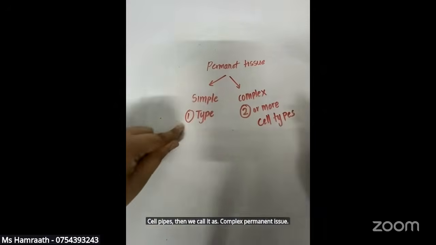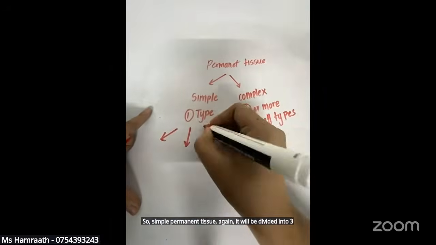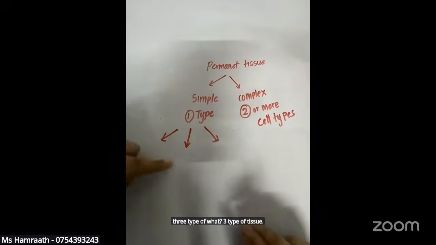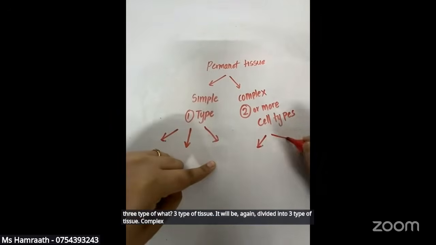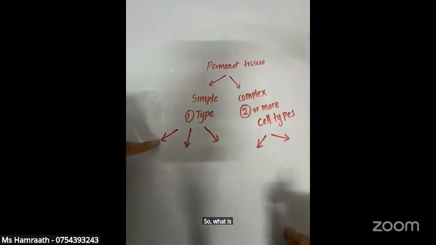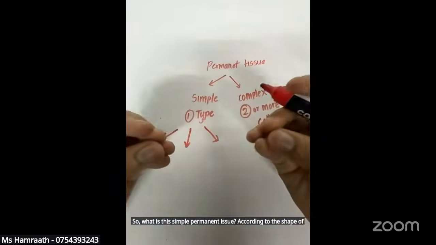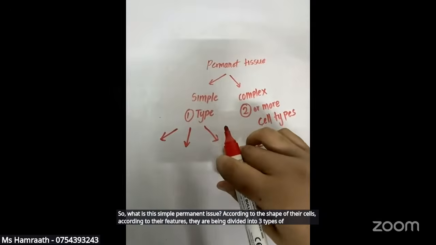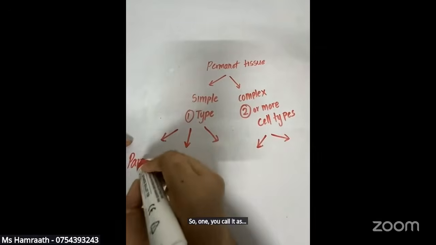Simple permanent tissue will again be divided into three types of tissue. Complex permanent tissue will be divided into two types of tissue. So what is simple permanent tissue? According to the shape of their cells and their features, they are divided into three types of simple permanent tissue. One you call parenchyma.